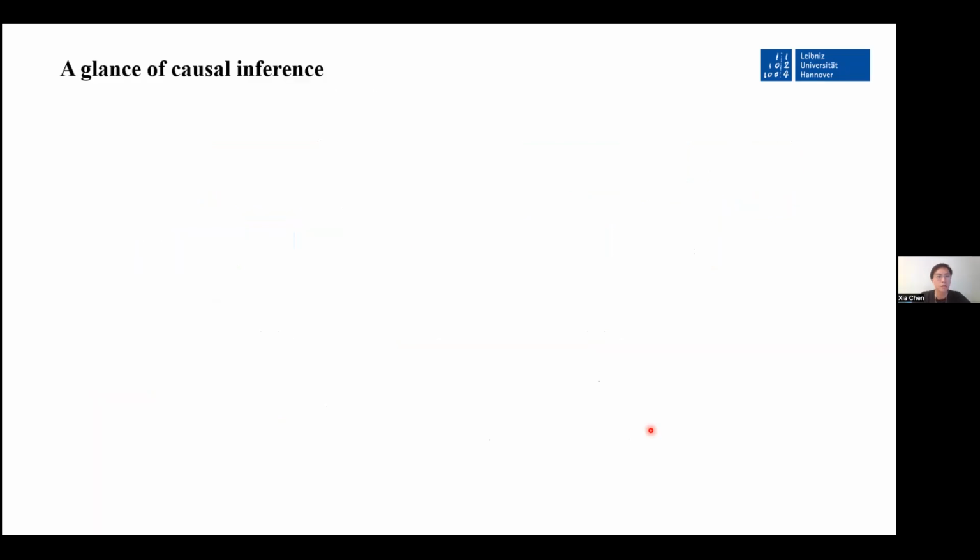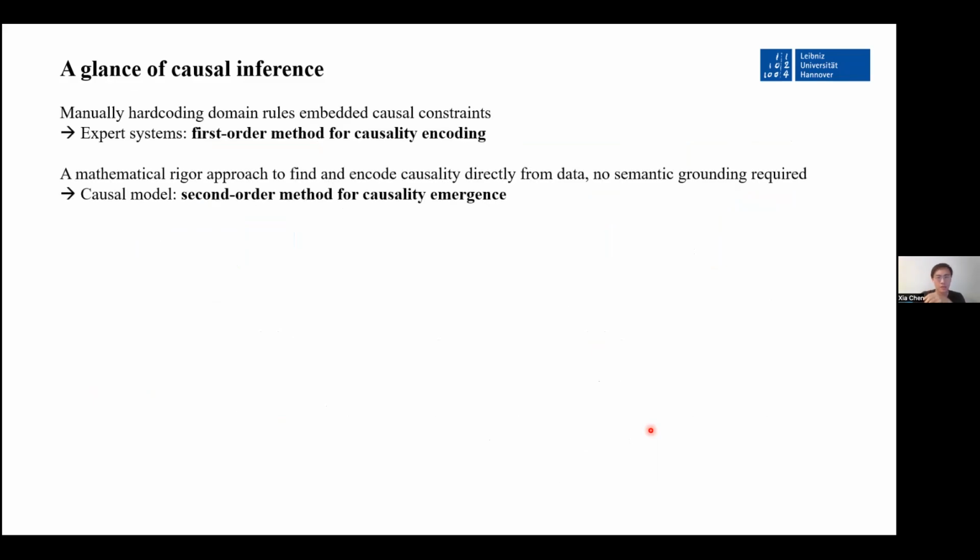Right. So to address this issue, of course, we have quite a lot of semantic rule-based methods or expert systems to help. We call it the first-order method for causal encoding. However, they have limitations in extending to different design schemes because they normally require manual pre-definition and hard coding. So this is where the causal model comes to the rescue.